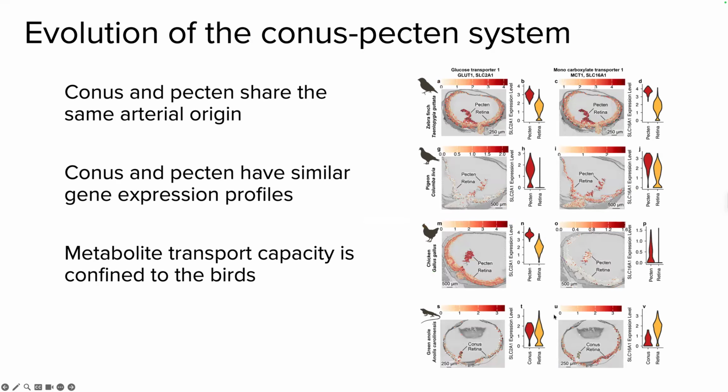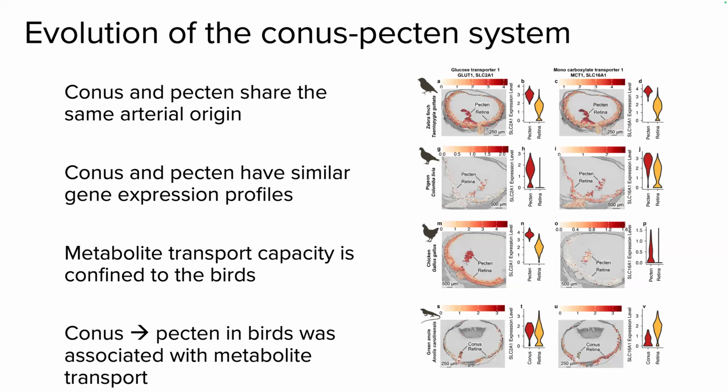But when we compare the metabolite transporter expression, so here GLUT1 and MCT1, these are highly expressed in all the birds, but the conus of the lizards do have a little bit of expression of these transporters, but they're not highly expressed compared to the retina. So this suggests that the conus and the pecten represent the same basal structure, but where the pecten then developed a transport capacity to transport metabolites in the early evolution of birds.